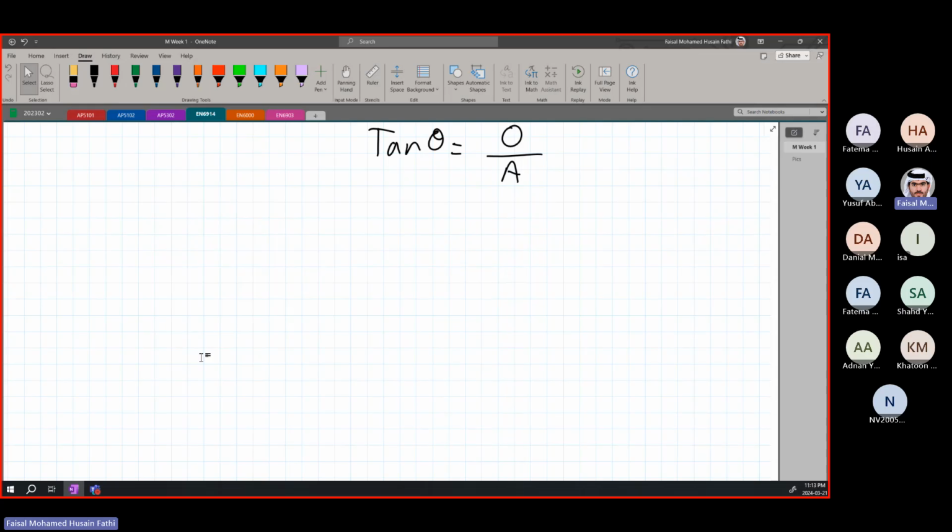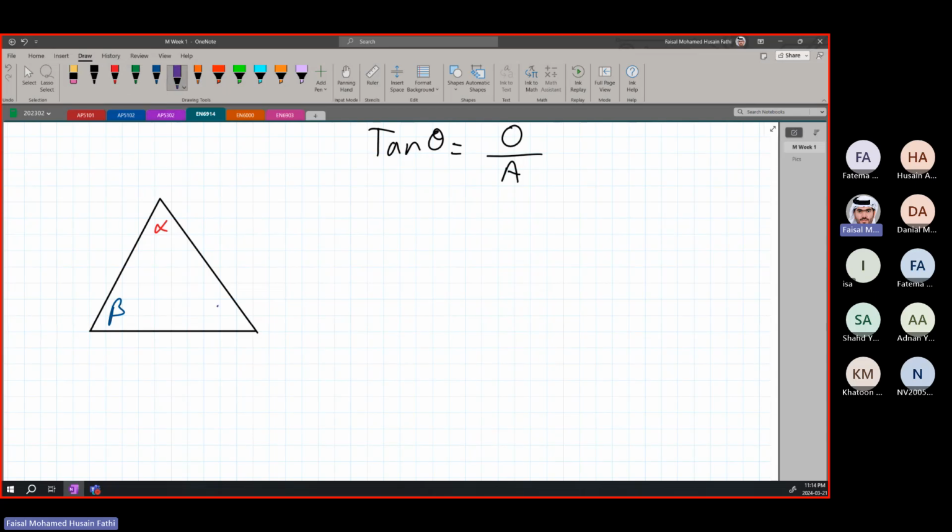Now, moving on to a bit more advanced concept that you guys did as well in Math 1. Let's say we have a random triangle like this, where we do not have any right angles. Let's call this angle alpha. Let's call this angle beta. And let's call this angle theta, just for simplicity.